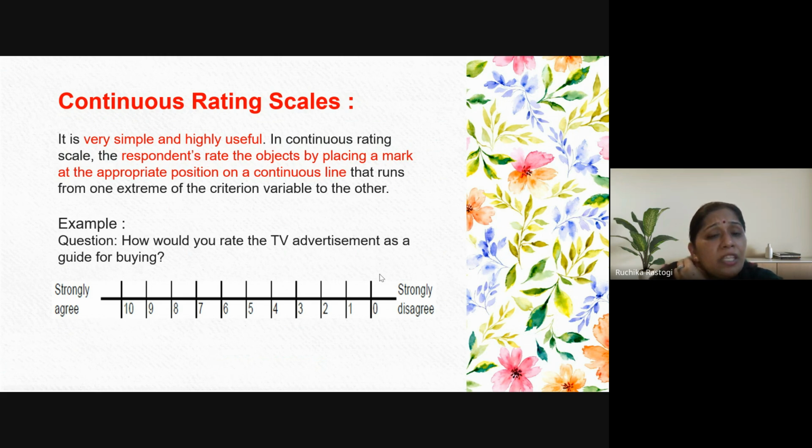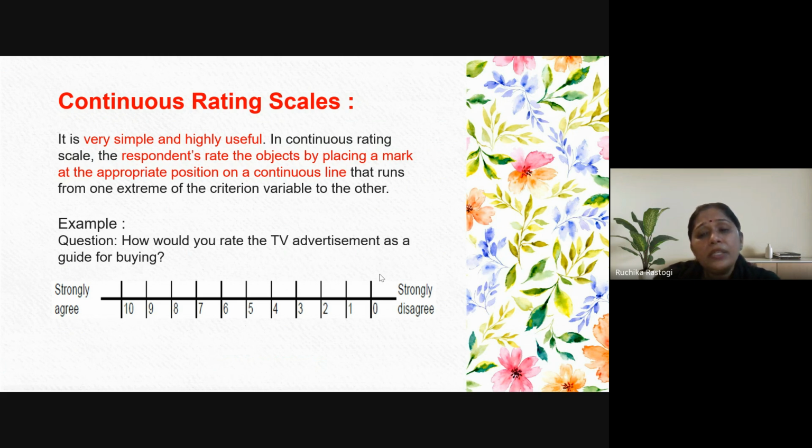But when you see this question, it may come to your mind, ma'am, this is again a Likert scale. It is not a Likert scale, because in a Likert scale we have either a 5-point or a 3-point scale. We hardly provide a rating from 0 to 10.